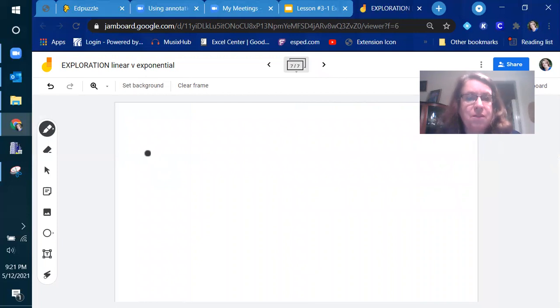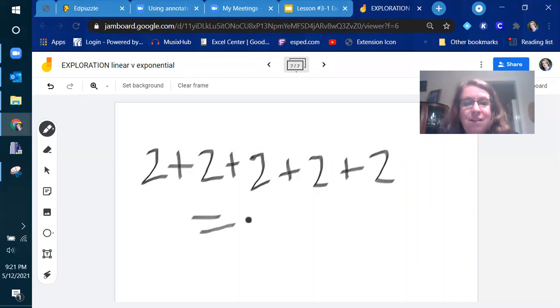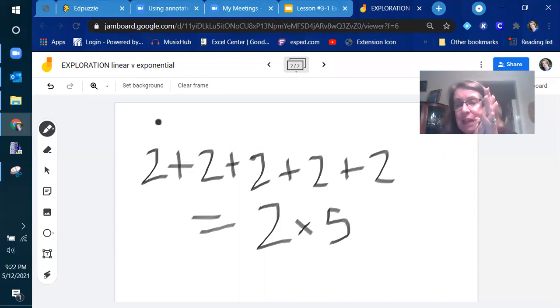So think about this. If I say 2 plus 2 plus 2 plus 2 plus 2, another way to write that is 2 times 5. This is going back to, and you may not have given it much thought since maybe 3rd grade or whenever you started learning multiplication, that multiplication is just adding over and over. And so if I add 2 5 times, it's 2 times 5.